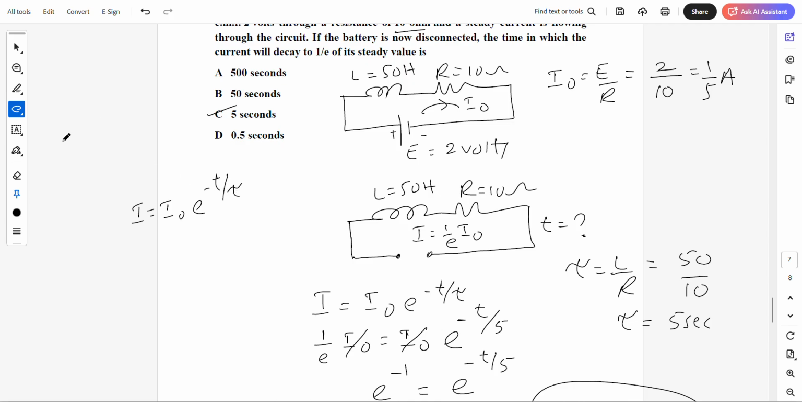What is the formula for growth current? I is equal to I naught into 1 minus e to the power of minus T by tau, where I naught is the maximum current or steady current at T is equal to infinity. That is given by I naught is equal to E by R. And now here tau is nothing but time constant, that is given by L by R.